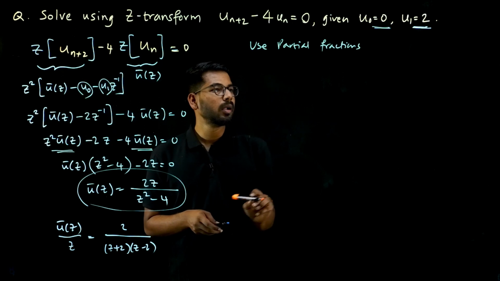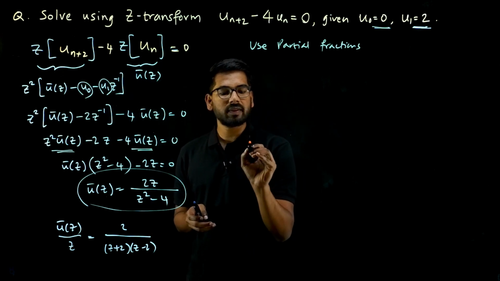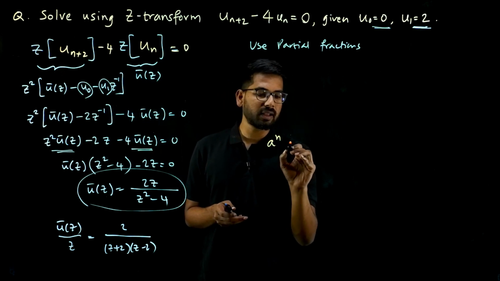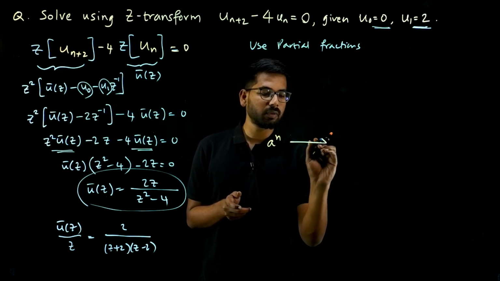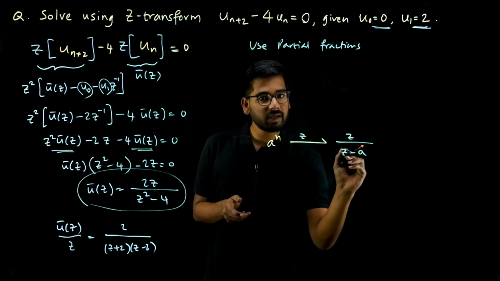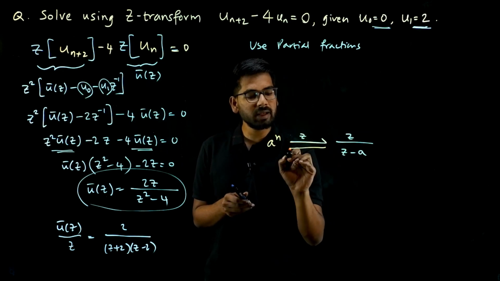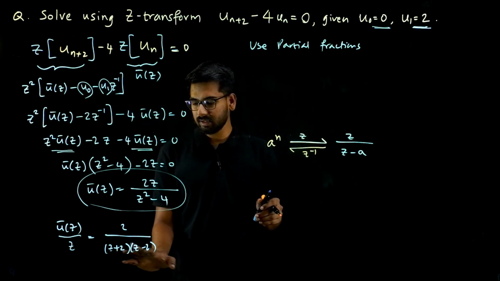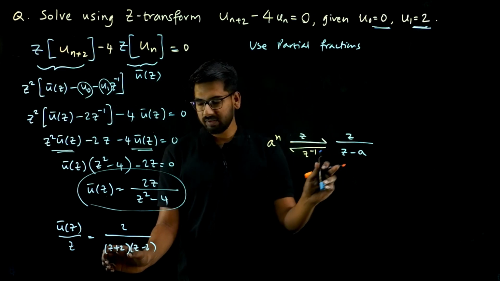Because we know the Z transform of a power n is z over z minus a. If you have z over z minus a, the inverse Z transform will be a power n. So we need to convert this RHS in terms of z over z minus c.